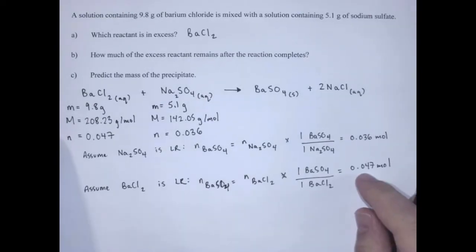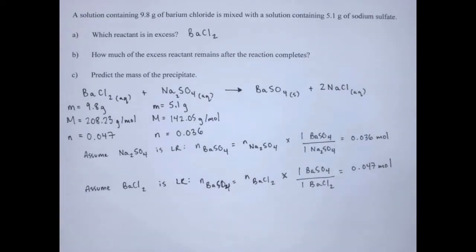And I'd find that I'd make 0.047 moles of barium sulfate. And you can actually use this method to determine the limiting reactant in every problem. The limiting reactant is actually the reactant that produces the least amount of product. And the reactant that produces the least amount of product is sodium sulfate.